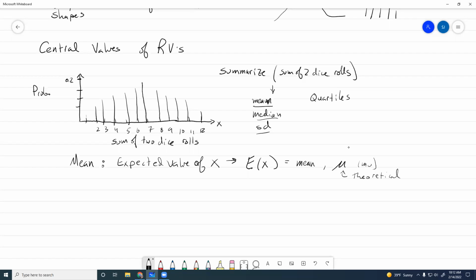So the expected value is the value you expect to see, generally speaking, on average over time. Of course, you could get any number of these things. So the mean is the expected value. And for what kind of distribution is this? Continuous or discrete?